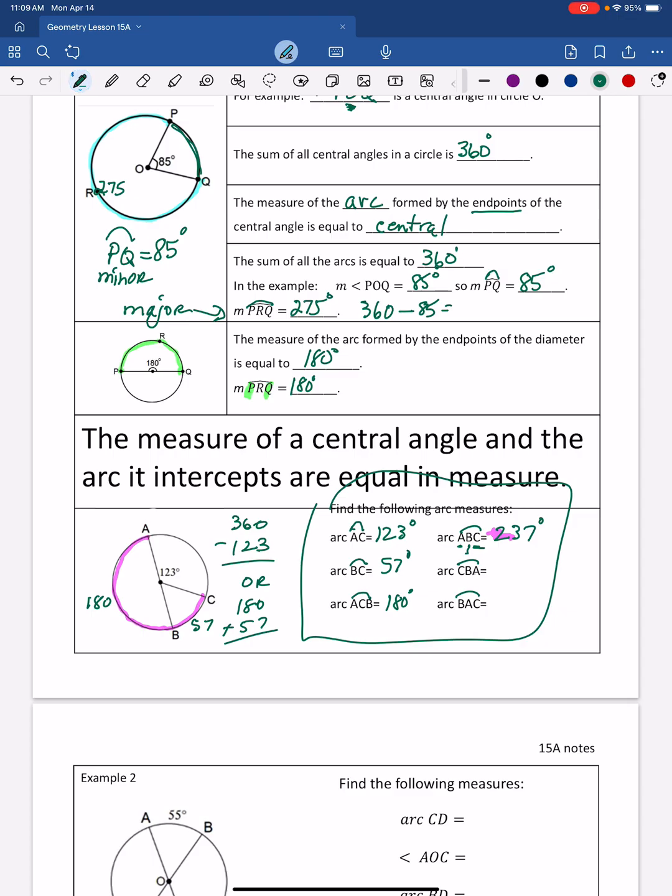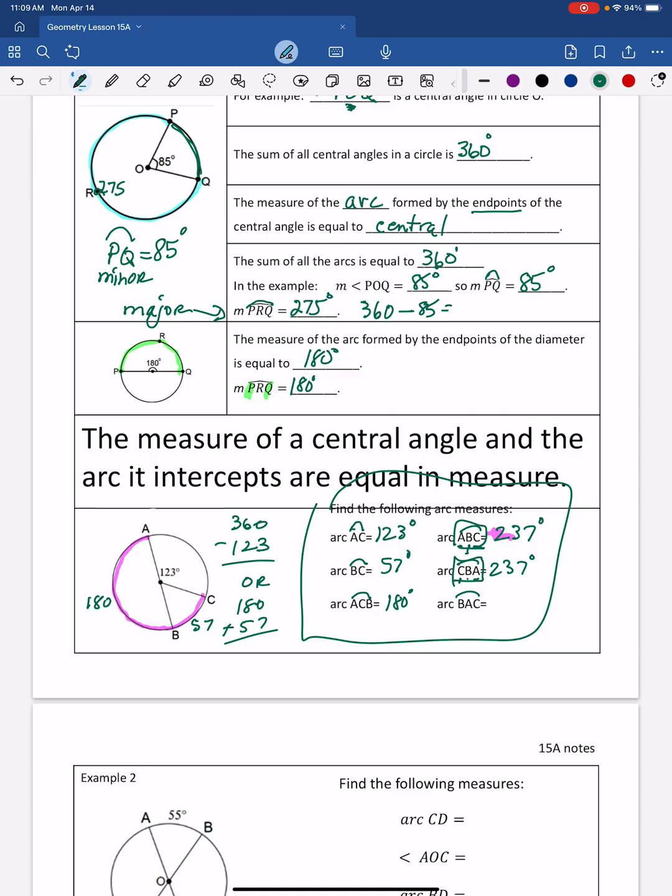Now let's take a look at the next one. Arc CBA. So we're going to start at C, we're going to go through B, and we're going to end at A. So if you look, start at C, I have to go this way now because I need to go through B, and I'm going to stop at A. CBA, that's the same one that we just had, so 237 will also work. Now, both of those arcs are exactly the same. I'm putting this example in here to show you it doesn't matter which way those letters go.